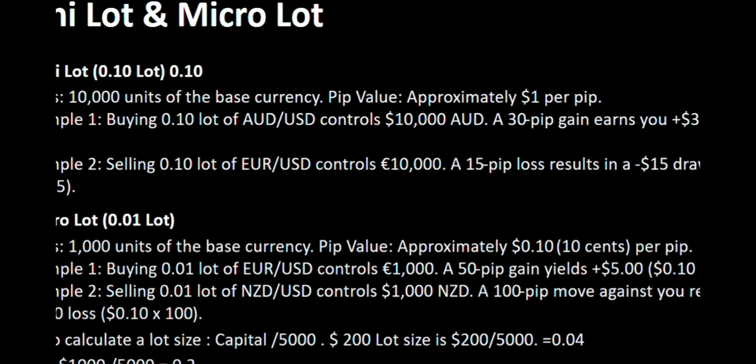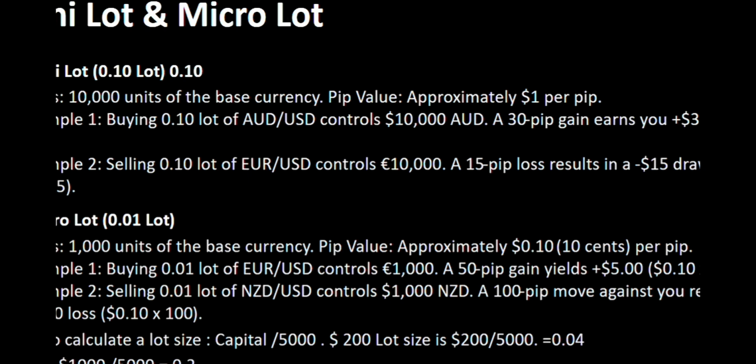Example two, selling 0.10 lot of EUR/USD controls 10,000 euros. A 15 pip loss results in a $15 decrease in your account. So this is what it is trying to tell us. I want to show us something.